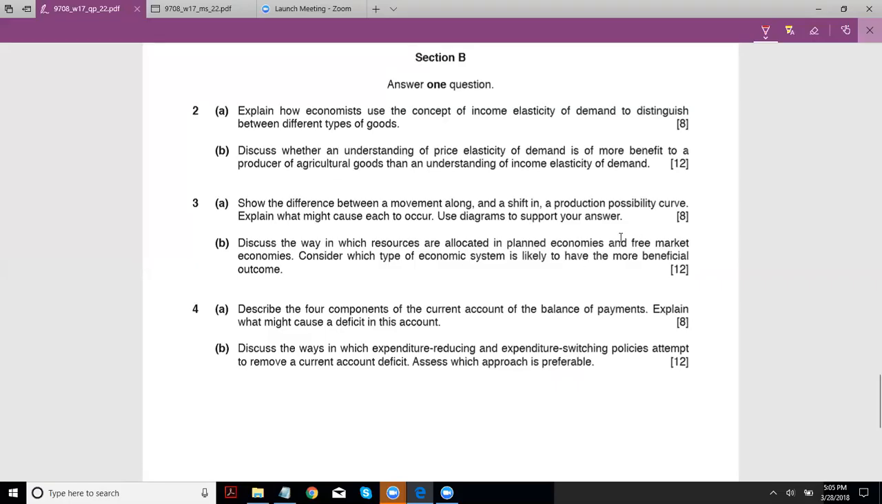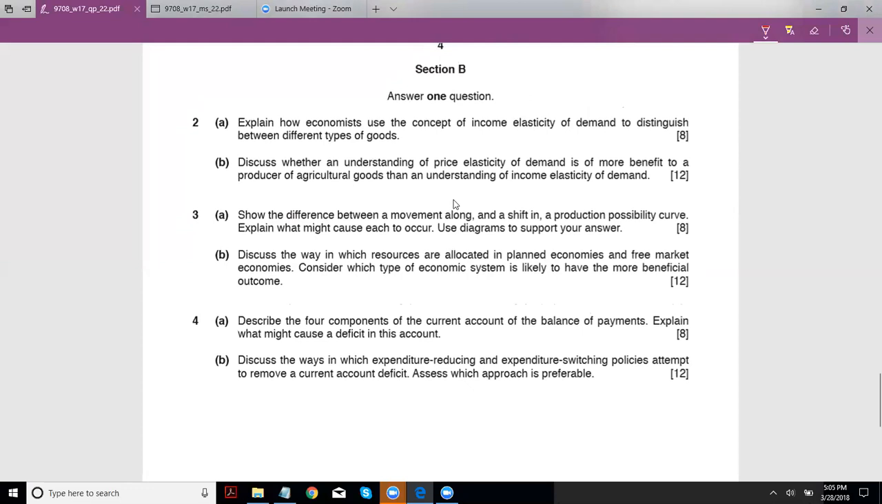Okay, and we're back. We'll just continue where we left off. So let's go to question 3 and take this back to our whiteboard.